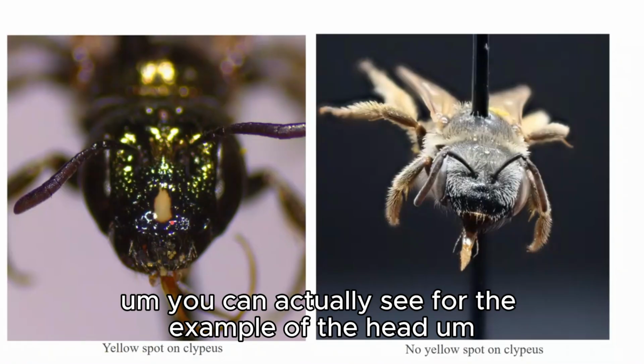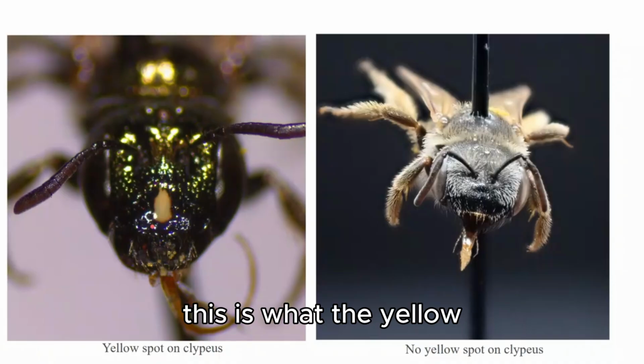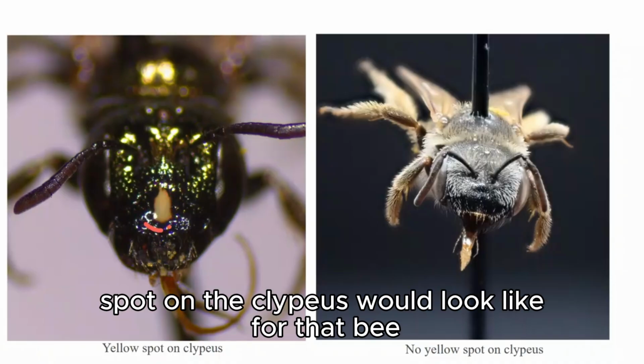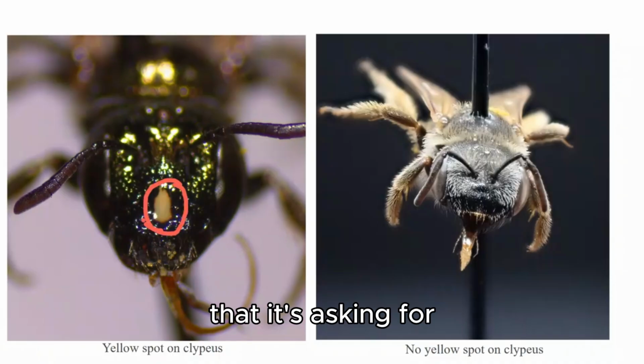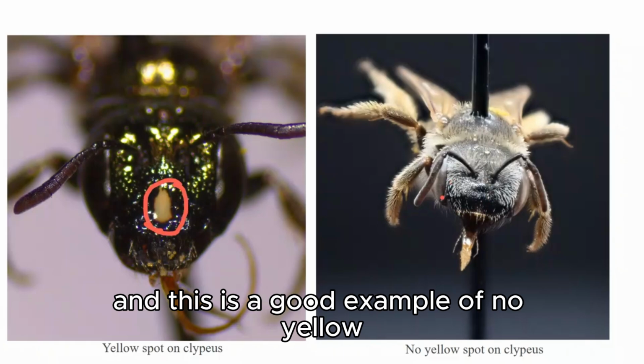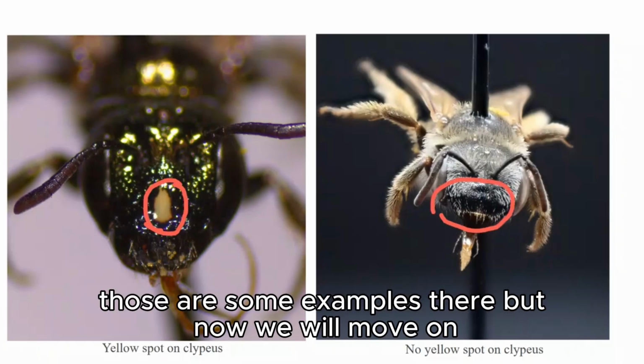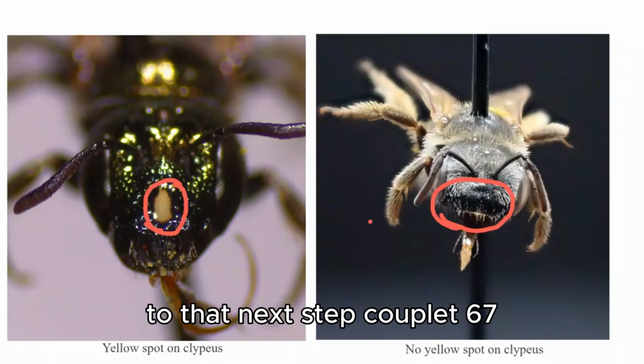You can actually see for the example of the head, this is what the yellow spot on the clypeus would look like for that bee that it's asking for. And this is a good example of no yellow spot on the clypeus. Those are some examples there. But now we will move on to that next step, couplet 67.